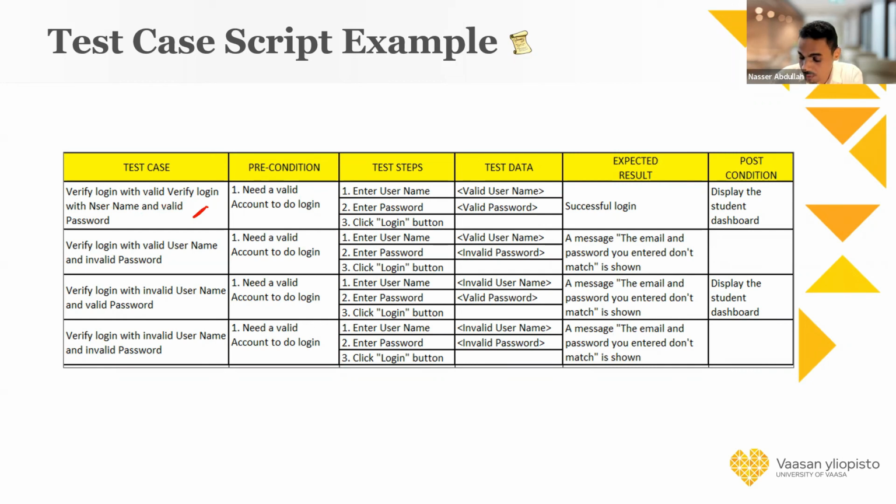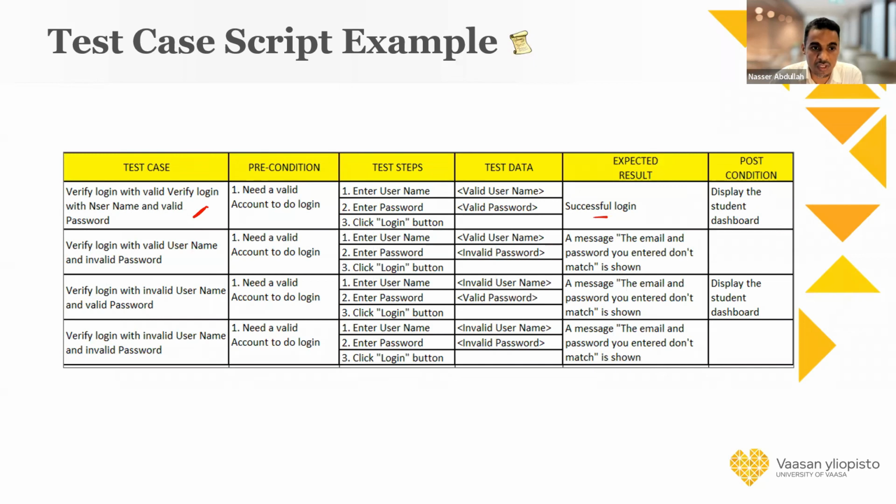So here, as a precondition, we should have a valid account. Then the steps: we enter the username, enter the password, and then click the button. We also have test data, a valid username and valid password. When we have to key in something different, for example invalid data, our data will be invalid data. As the expected result, it should log in successfully. And as a post condition, it displays the student dashboard. So here is an example of the test script.